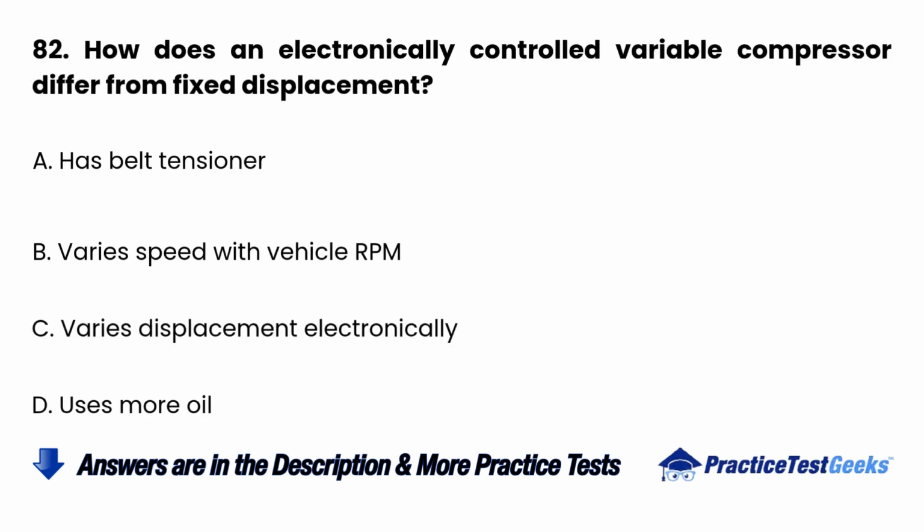82. How does an electronically controlled variable compressor differ from fixed displacement? A. Has belt tensioner. B. Varies speed with vehicle RPM. C. Varies displacement electronically. D. Uses more oil.